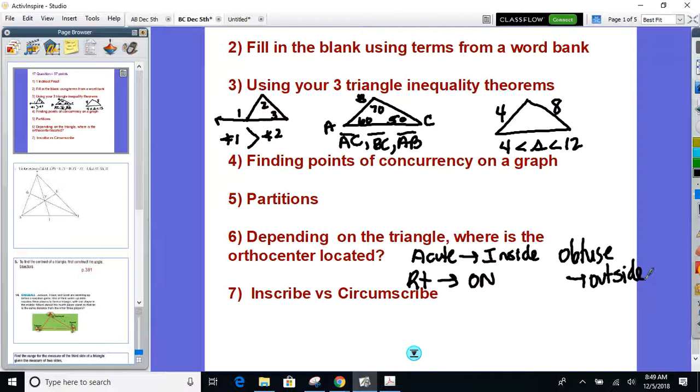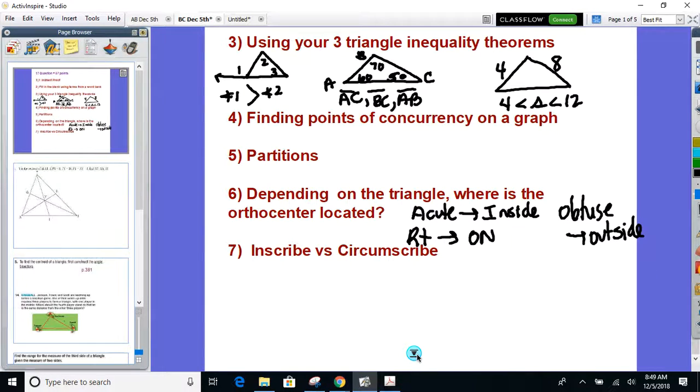And then finally, just make sure you're clear on the difference between inscribed versus circumscribed. Where's that circle? Where's the triangle in each case? Circumscribed versus inscribed.